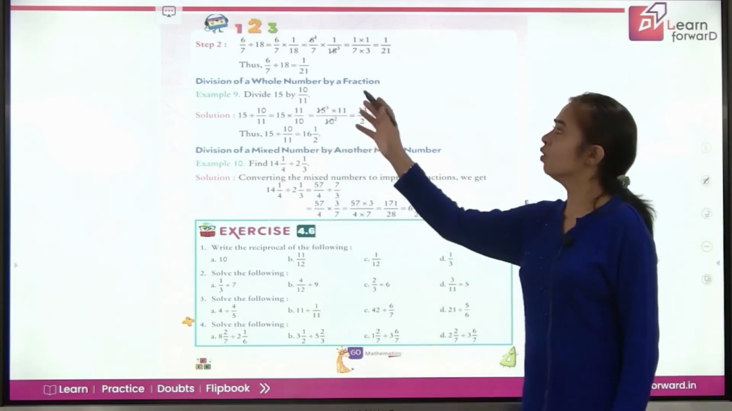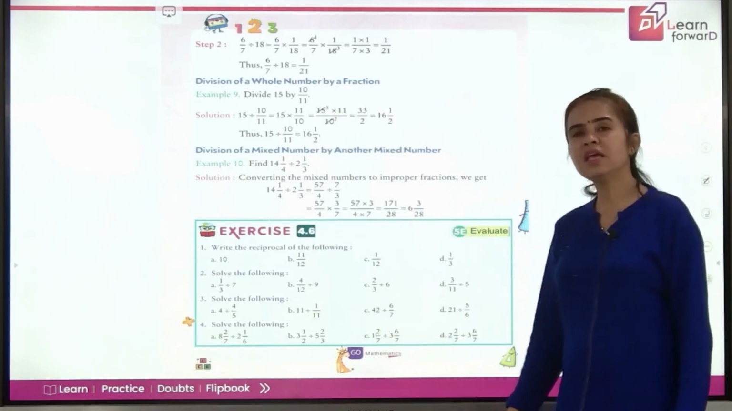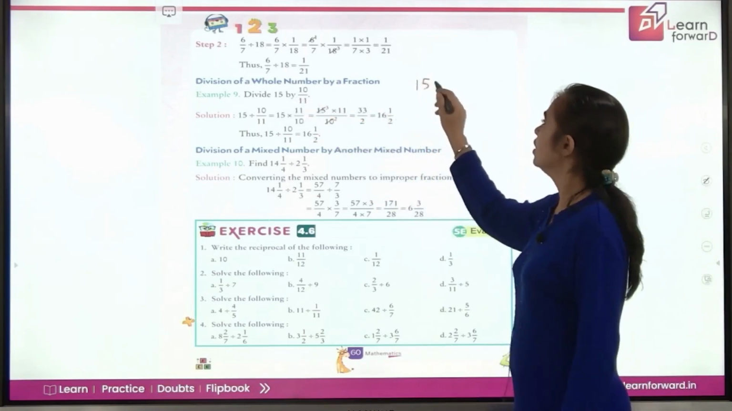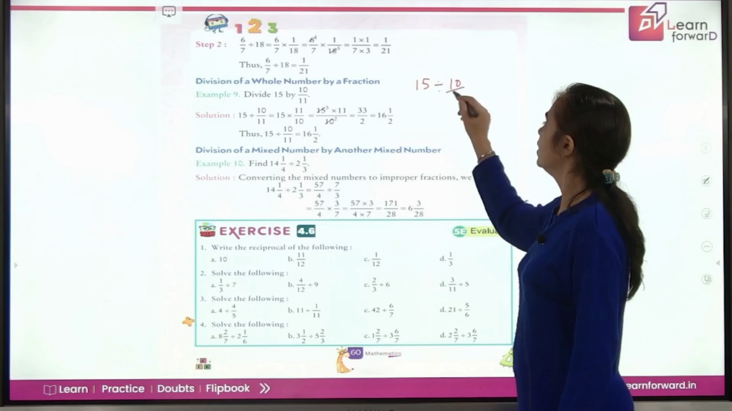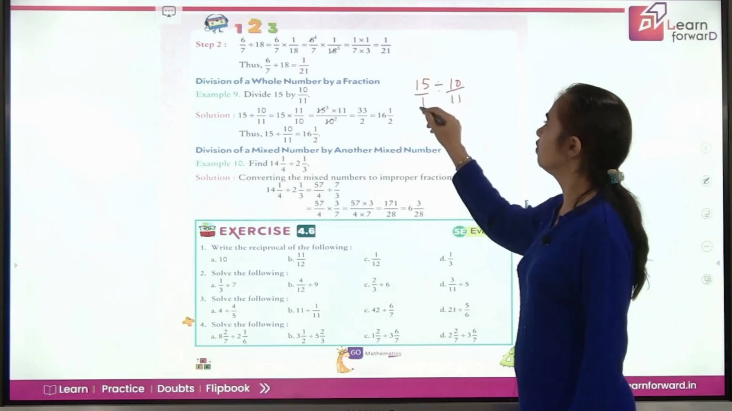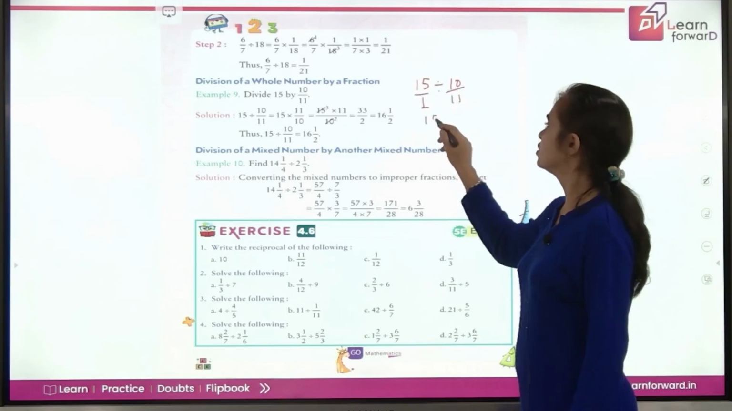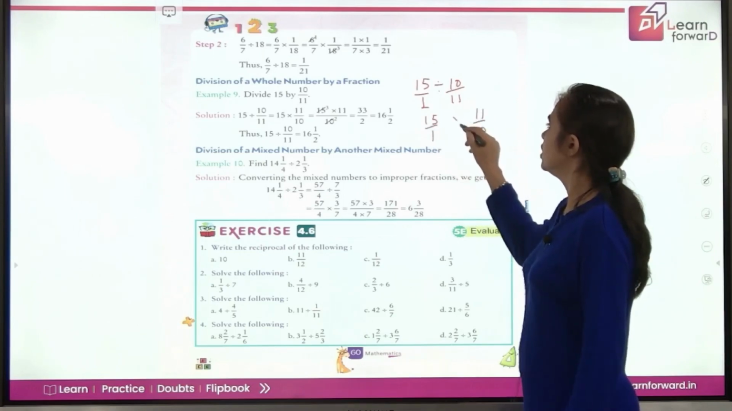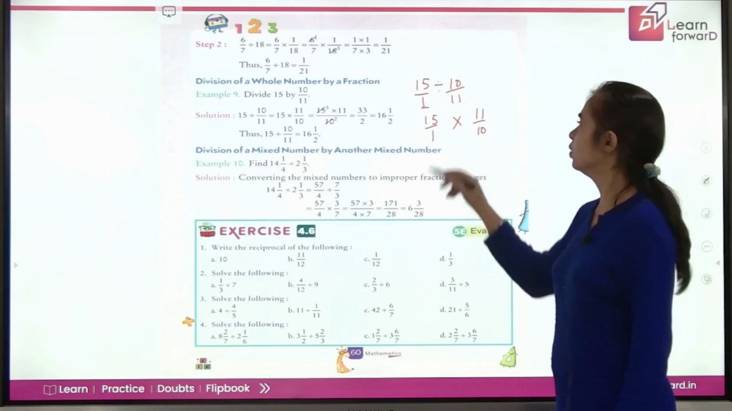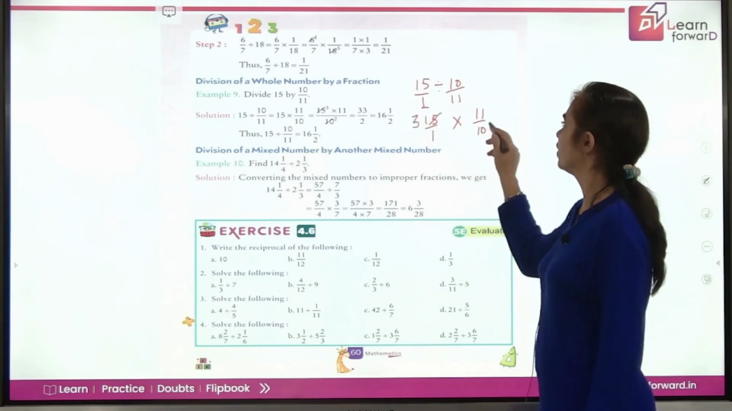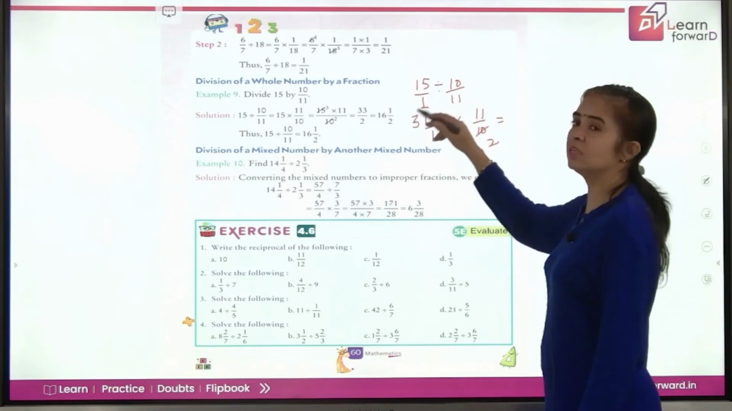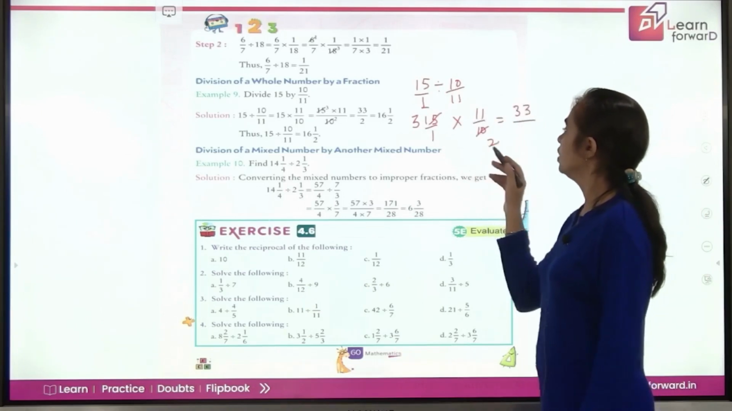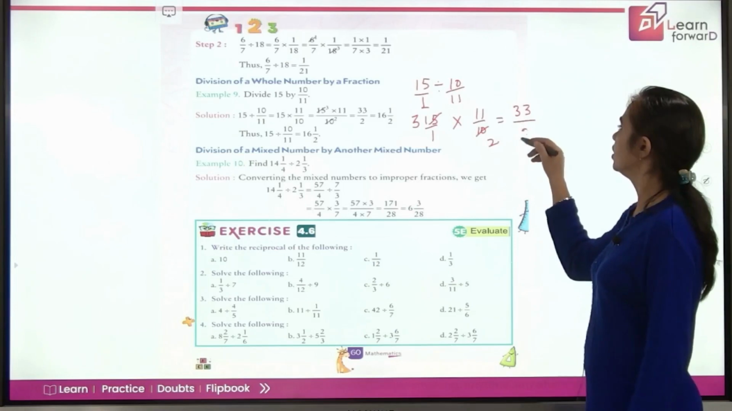Now, division of a whole number by a fraction, same thing you can do. Just change this: 15 divided by 10 by 11. So, just make it a fraction. Keep the first fraction as it is. Flip the second fraction. Change division into multiplication. Oh, I can see 5 is the common factor here. Now, I have 3 into 11 in the numerator, 33, and 1 into 2 in the denominator, which is 2.